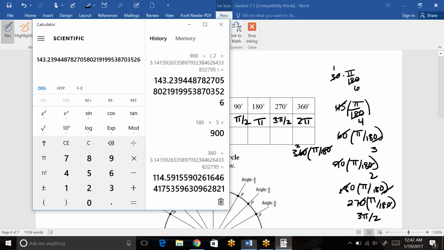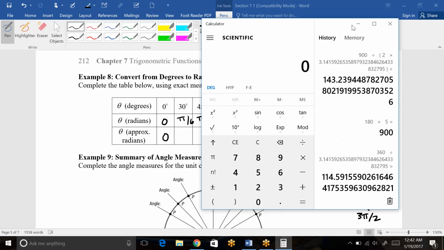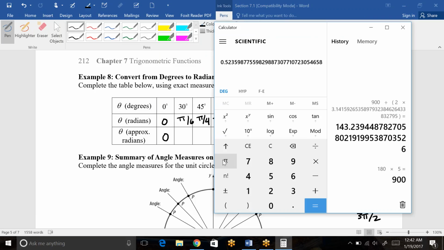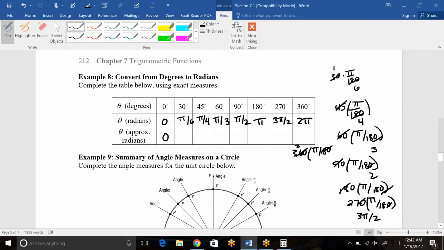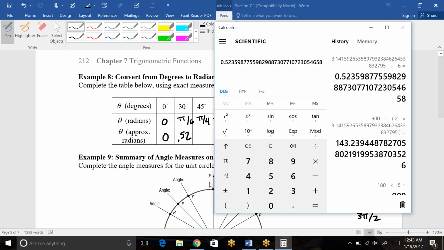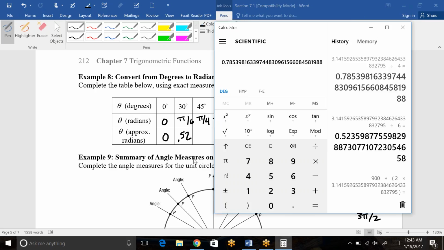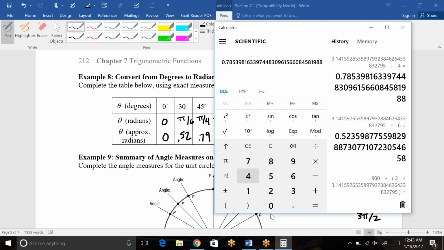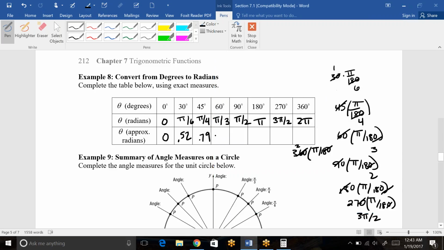So to get approximations for these, we would need to use our calculator. Now, normally we don't do approximations of the radians. We leave them in the radian format, but this chart wants us to see roughly what that would be. So pi divided by 6 would be 0.52. Pi divided by 4 is 0.79. Pi divided by 3 is 1.05.